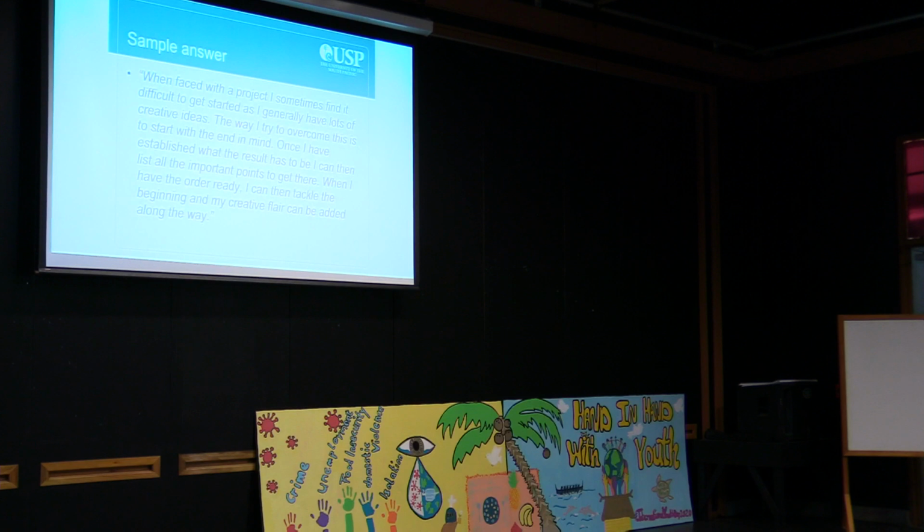When faced with a project, I sometimes find it difficult to get started, as I generally have lots of creative ideas. The way I try to overcome this is to start with the end in mind. Once I've established what the result is to be, I can then list all the important points to get there. When I have the order ready, I can then tackle the beginning, and my creative flair can be added along the way. Or another simple answer: in the past, I have found planning and prioritizing a challenge.